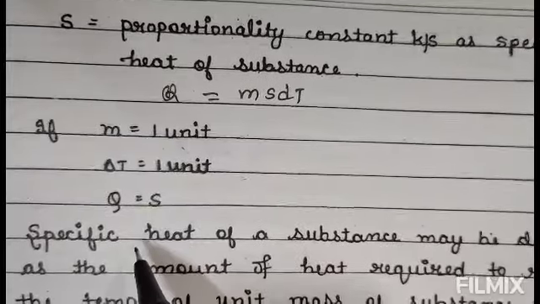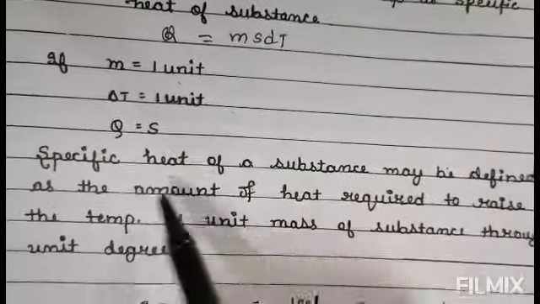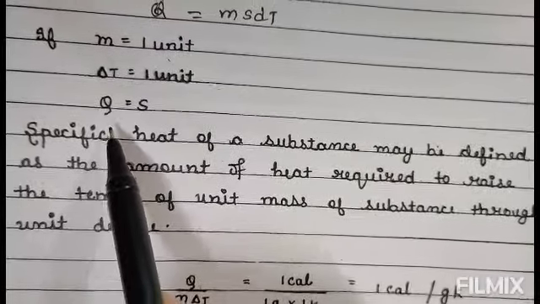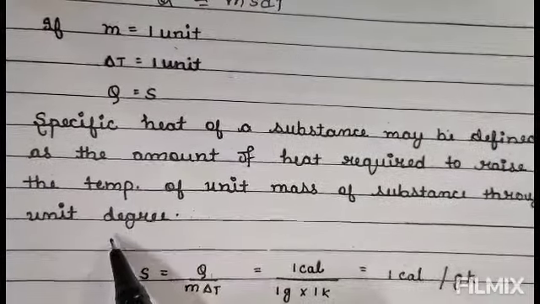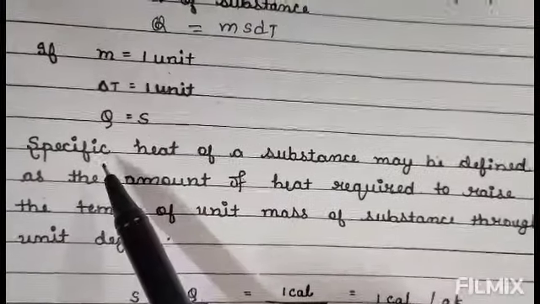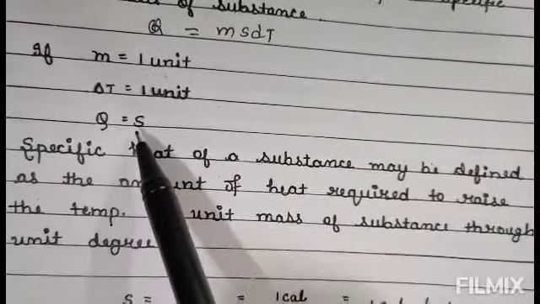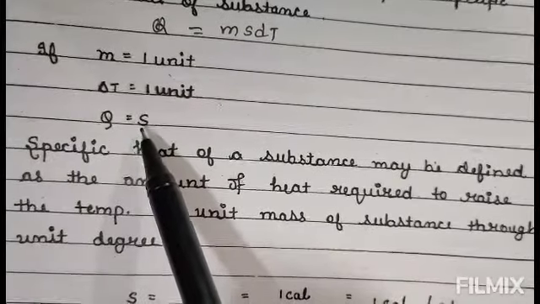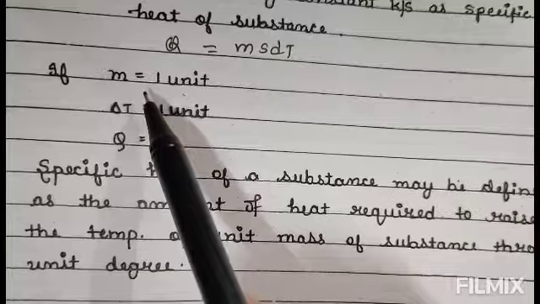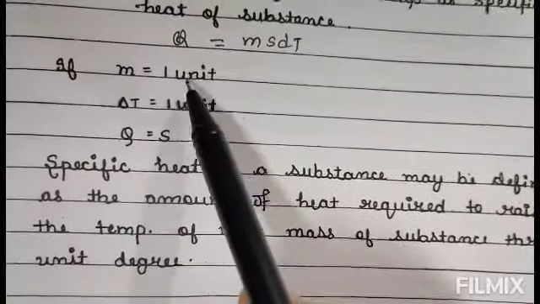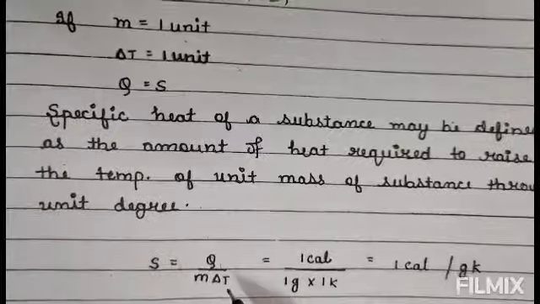So we can say now the specific heat of a substance may be defined as the amount of heat required to raise the temperature of unit mass of substance through unit degree. Okay, so the amount of heat Q equal to the specific heat is required to raise the temperature of a unit mass of a body by unit degree. So this is called specific heat.